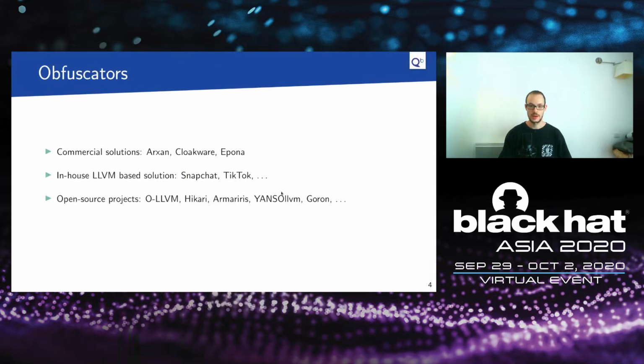To protect and make obfuscation, there are different solutions. There are commercial ones with Arxan, Cloakware, or Epona. Some app developers also use in-house obfuscators, which is the case for Snapchat or TikTok. And there are some open source projects such as OLLVM or Ikari.